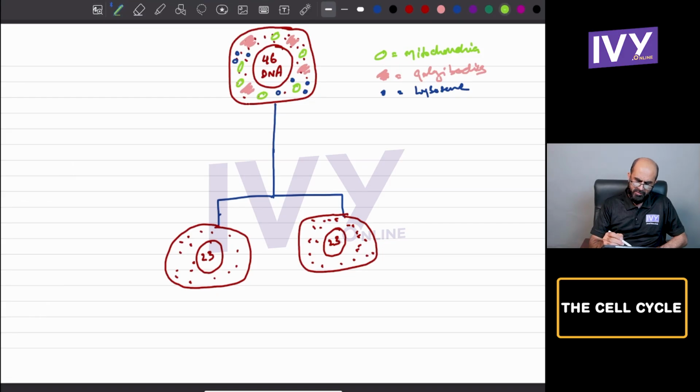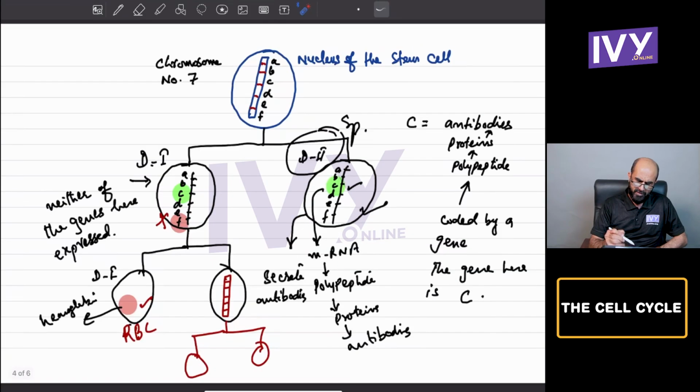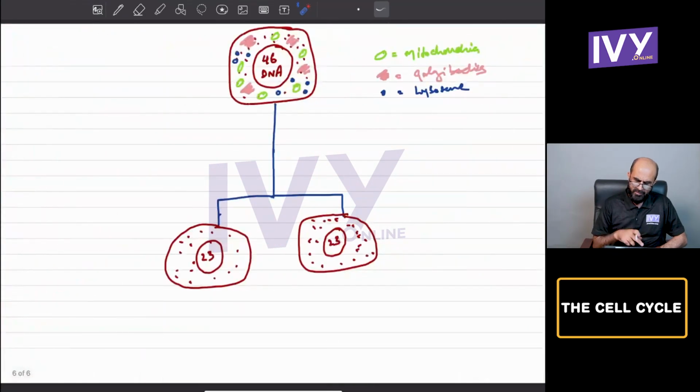How many mitochondria do we have? Here we have the mitochondria as 1, 2, 3, 4, 5, and 6. So we have three mitochondria here. Like here we have the mitochondria.